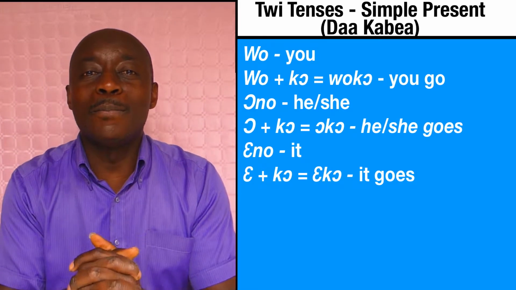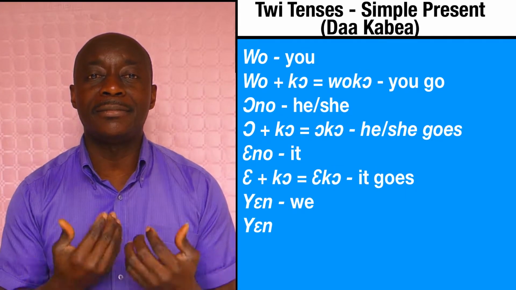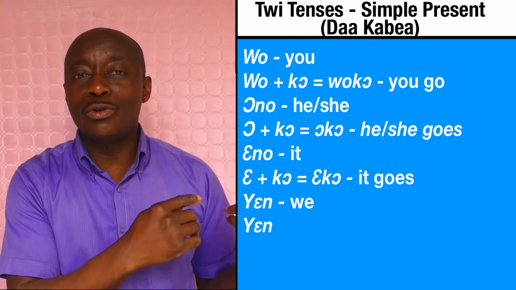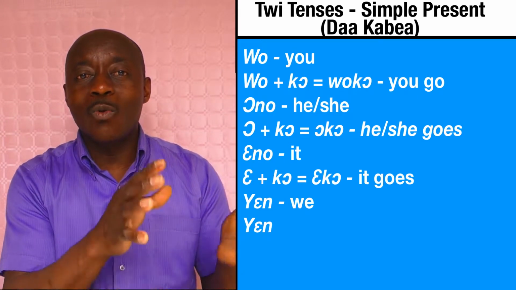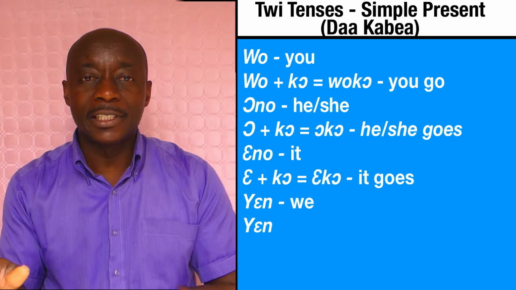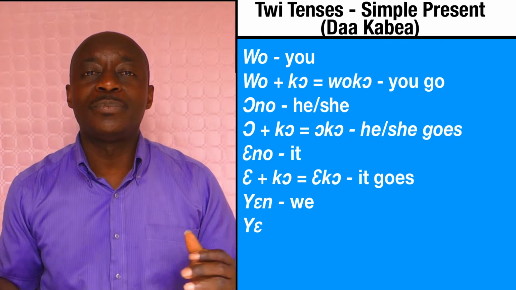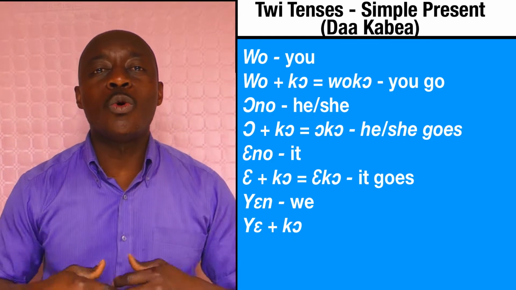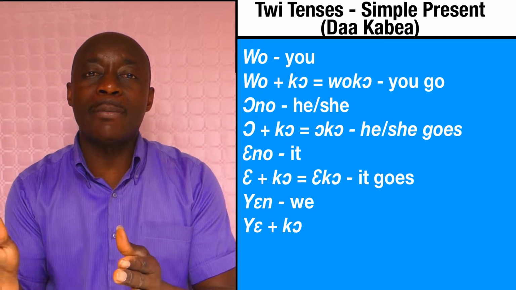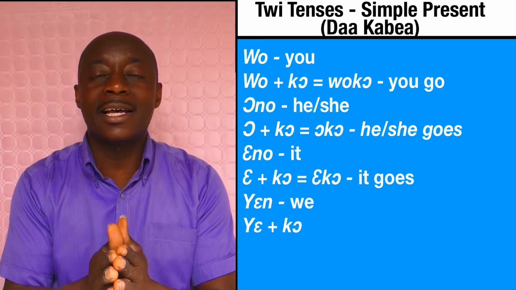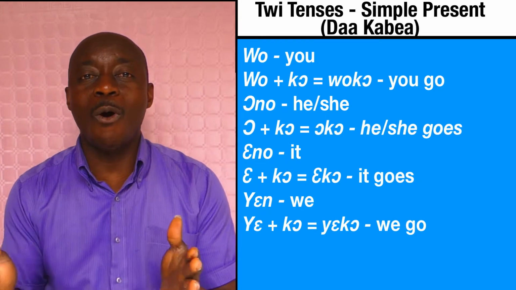Let's take some of the plural pronouns. Let's start with what? Yen, we, yen. Yen and then wonn, you remember? We learned that when they are acting as a subject to a verb, they lose the n that ends each of them, and then the verb is added to it. So yen will lose the n and it will become ye. So if we add the verb ko, that is go, to it, then it becomes yeko. Yeko, we go.